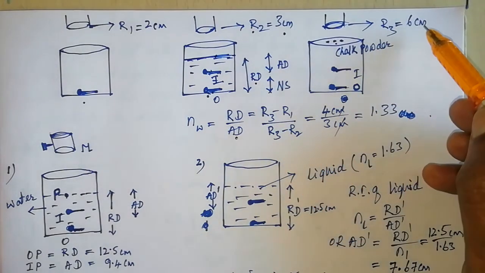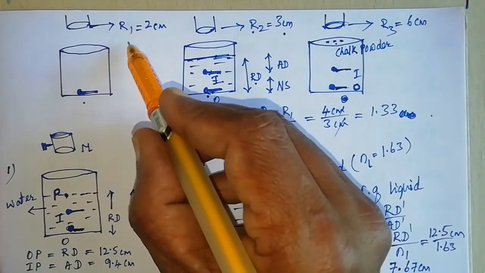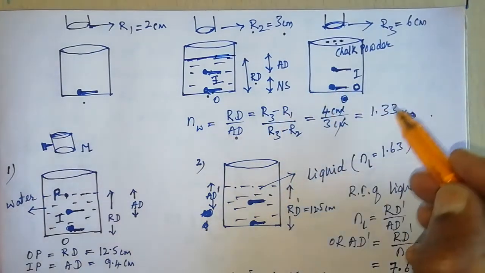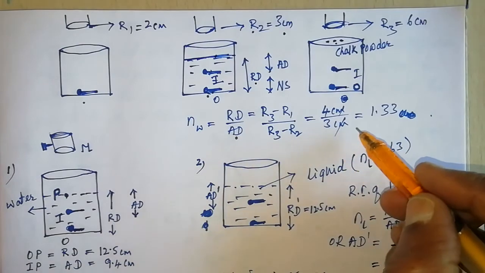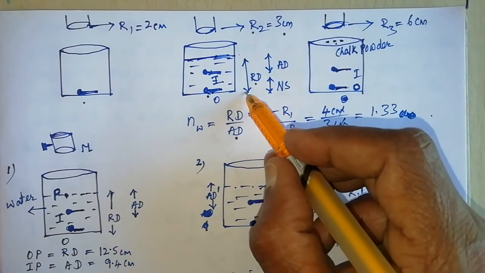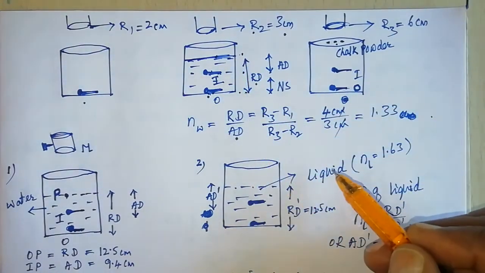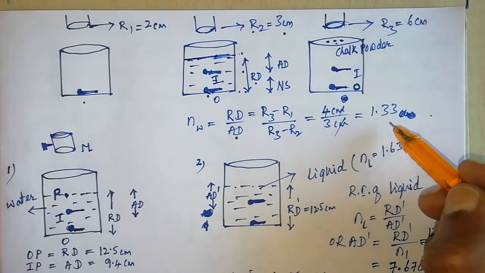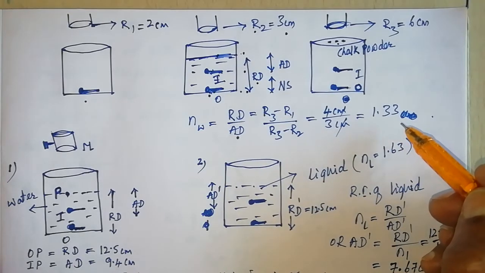So with these numbers, R3 being 6, R2 3, R1 2 centimeter, R3 minus R1 amounts to 4 centimeter, R3 minus R2 is 3 centimeter. So real depth is 4 centimeter, apparent depth is 3 centimeter, normal shift is 1 centimeter. So real depth by apparent depth, if you take the ratio, we get the refractive index of water as 1.33.